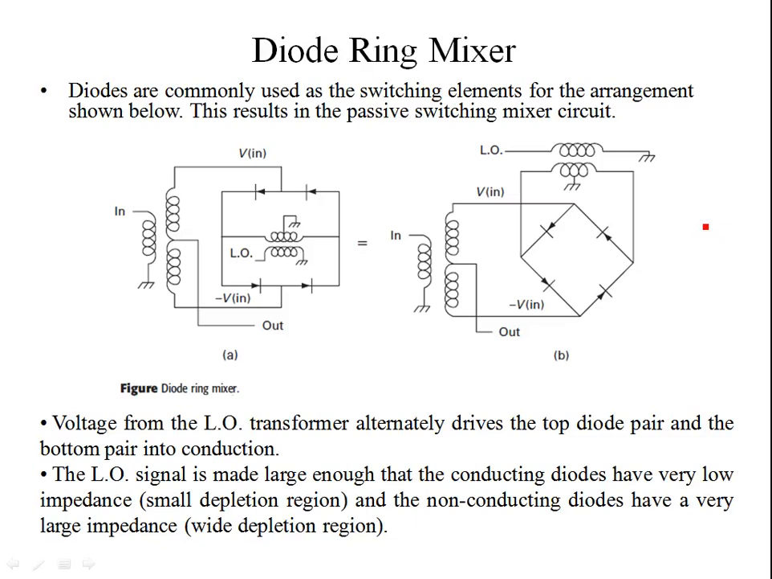Another commonly used mixer circuit is a diode ring mixer. It uses diodes as circuit elements, so it's a passive switching mixer, unlike diode or FET mixing circuits, which are active mixer circuits. So it uses diodes, and it's commonly referred to as a passive switching mixer circuit. Now you see these two configurations are equivalent.